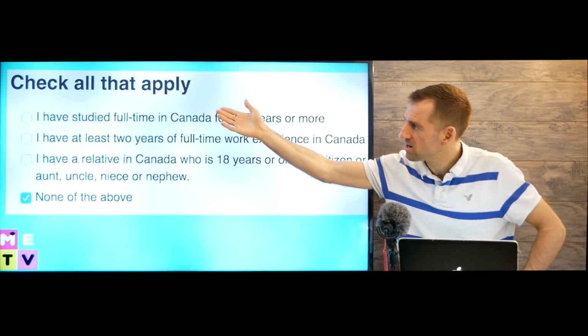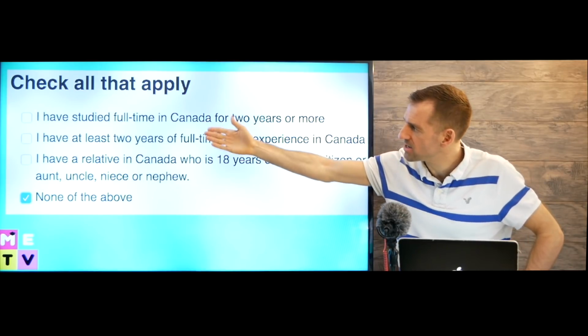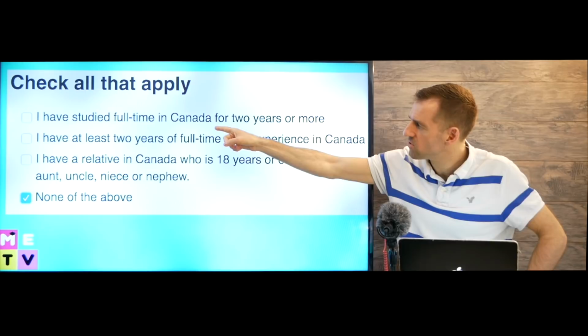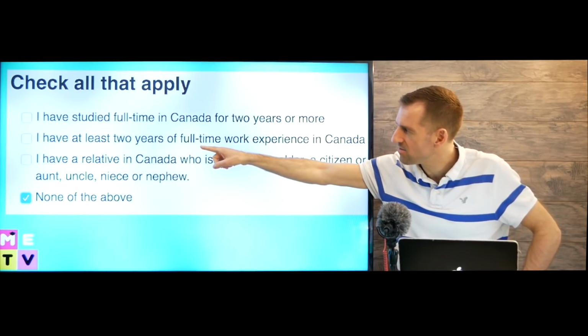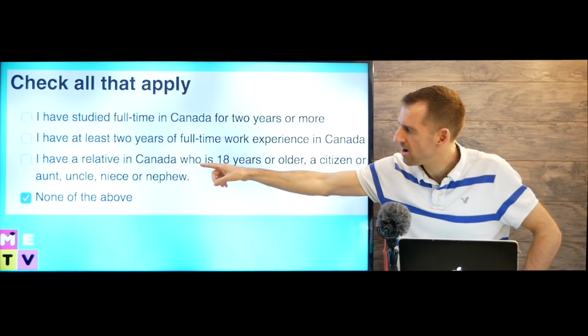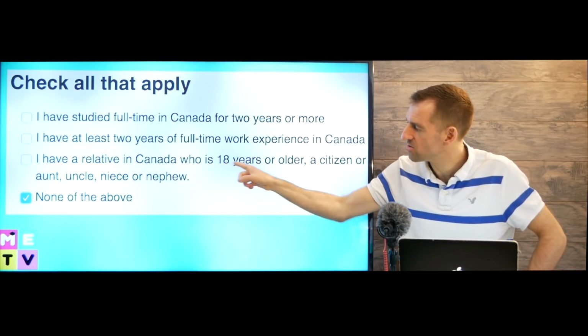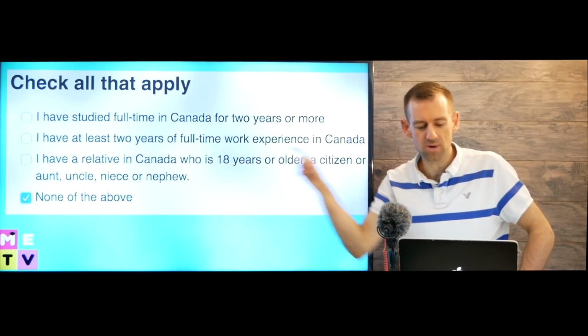And then the next one is check all that apply. So which of these apply to us? I have studied full-time in Canada for 2 years. No, we've not studied in Canada. I have at least 2 years of full-time work experience in Canada. No. I have a relative in Canada who is, no, we don't have any relatives in Canada. Okay, so none of the above.